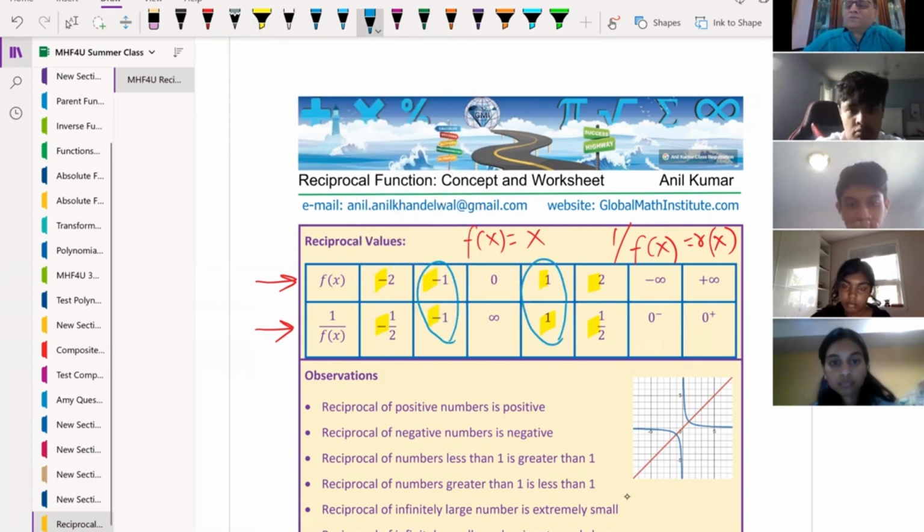Reciprocal of 1 is 1. Reciprocal of -1 is -1. Correct? We call them invariant. Also the same too? Pardon? Isn't this one, the one after this, the 2 and the 1 over 2, isn't that also the same? No. 2 has changed to 1 over 2.